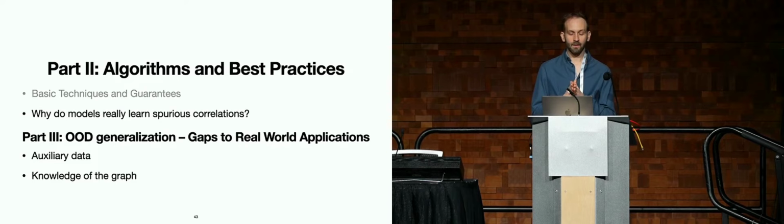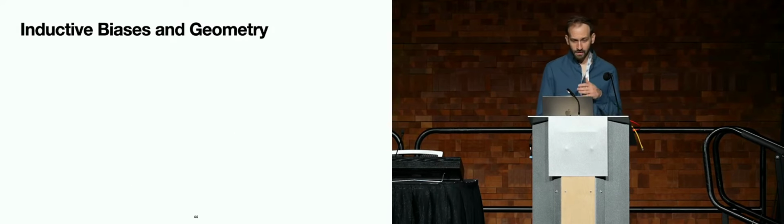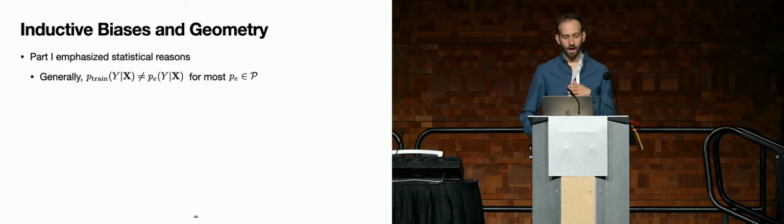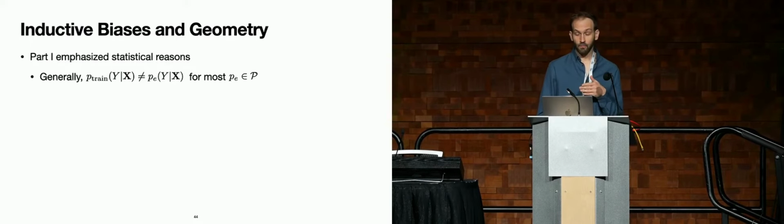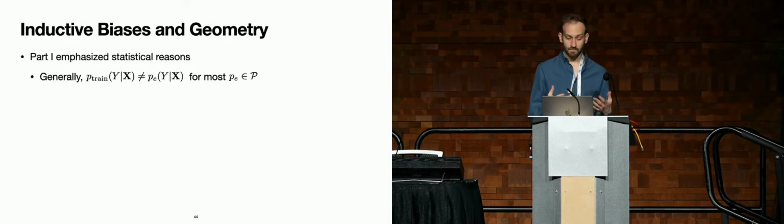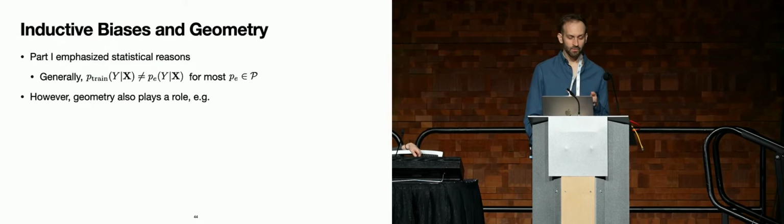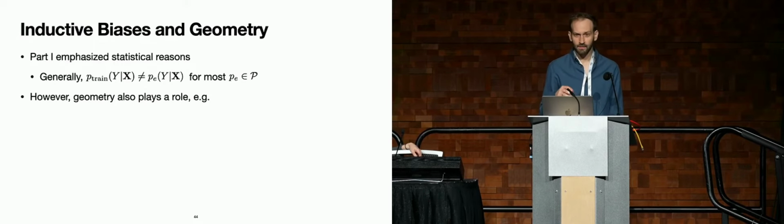So we will start off by asking, why do models really learn spurious correlations? Is it the reasons that we depicted so far? Part 1 emphasized these statistical reasons. That is, that the conditional distribution of y given x changes across our different environments. And that leads to a higher loss for our model, right? Then we were able to tackle this problem with an adjusted learning rule, like Aahlad showed us a few examples of those. But it turns out that besides this type of statistical reason, there's a geometry that plays a large role.